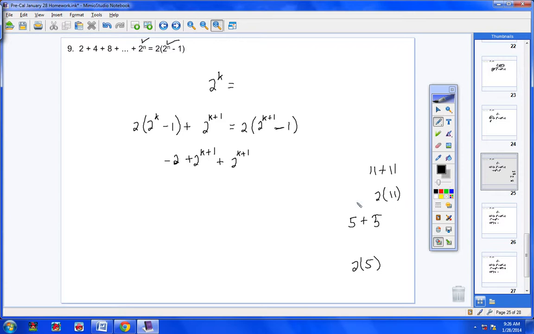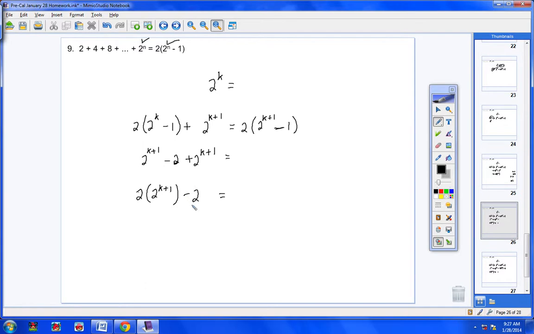Sure it is. So if I have this plus this, would that not be the exact same thing as just saying 2 times 2 to the k plus 1? Sure it is. And then bring down your negative 2? Sure, it's the exact same thing. Do you see it? 11 plus 11 is 2 times 11. 5 plus 5 is 2 times 5. This plus this is 2 times this. The exact same thing. So you would have this right here. If you add these two together, you'll get this right here, and then minus 2.